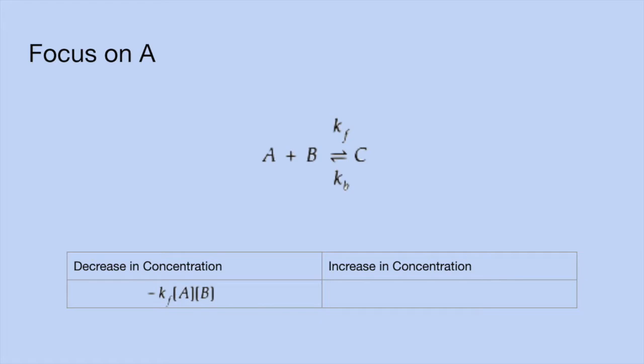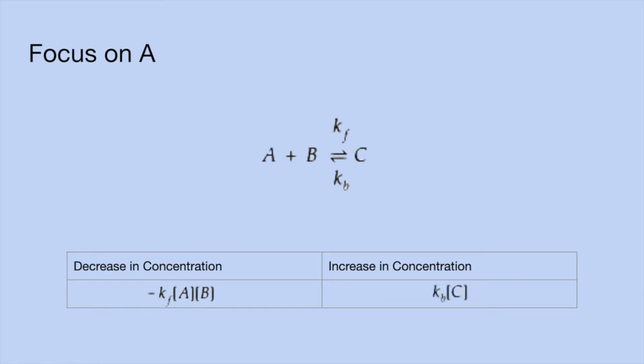In our chemical reaction, the concentration of A will decrease during the forward reaction when A reacts with B and turns into C. So our first part of our differential equation is negative forward reaction rate times the concentration of A and times the concentration of B. This is showing how much the concentration of A is decreasing as it is reacting with B and producing C.